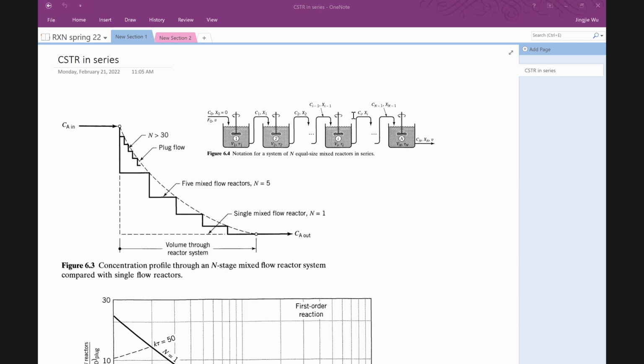So, okay, CSTR in series. In the last lecture, we talked about CSTR in series, right? We mentioned if you have infinite CSTRs connected in series, it becomes a PFR. So what exactly happens? Let's take a look at this.